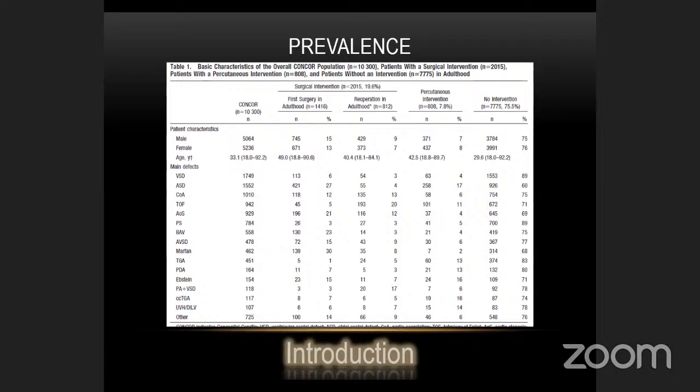This table represents the distribution of different adult congenital heart diseases, and it shows whether the intervention or surgery is first done in adulthood or is a reoperation of previously repaired anomalies. As we see here, in first surgery in adulthood, the most common is ASD, and in reoperation, the most common type is TOF patients.